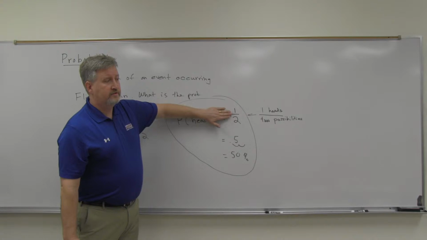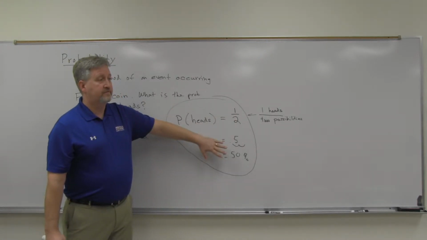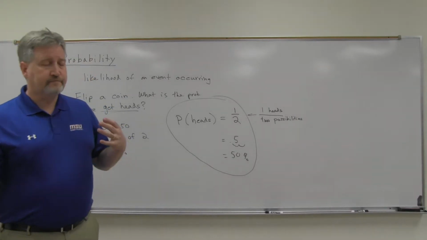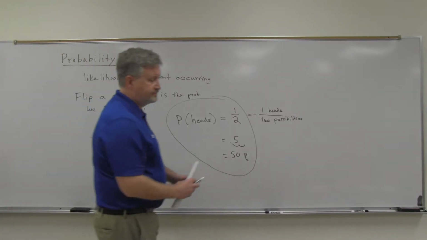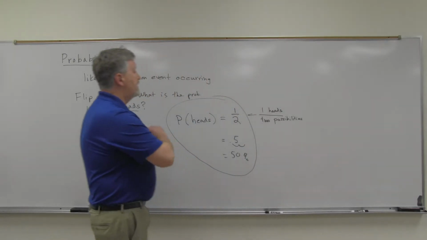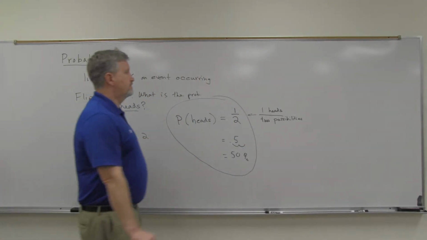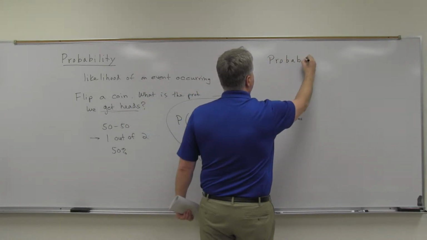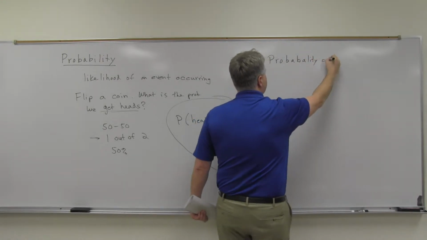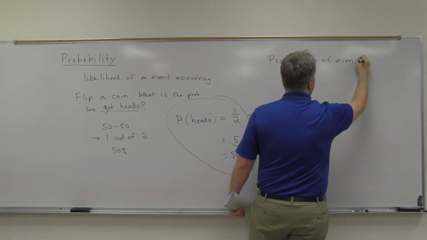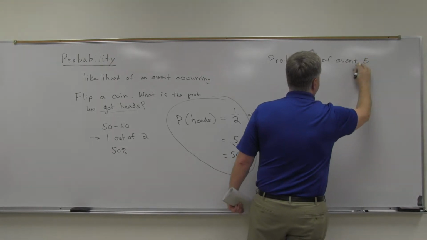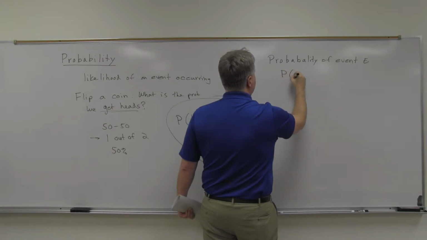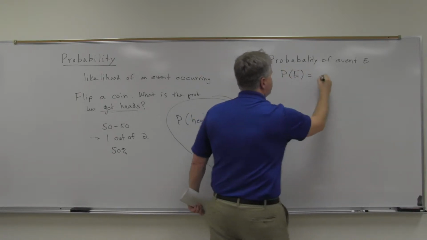We'll use some of these others later, but for now we're going to use the fraction form of our probabilities to describe probability. So let me just give a definition. So the probability of event E, here's the way we can describe that.